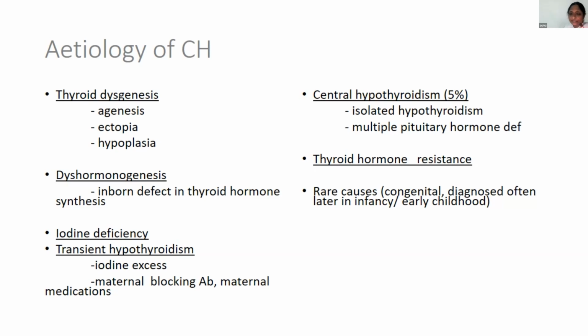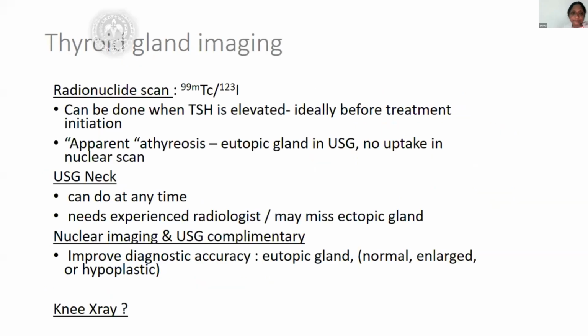And maternal blocking antibodies. Of course, very few cases of central hypothyroidism, even in the newborn period, we can pick up. In our center, we screen using cord blood and very suppressed TSH. Actually, we have been following up and we picked up about 8 or 10 children with central hypothyroidism. And there are rarer causes which can also contribute. They may not present during the newborn period. They can present either in infancy or in early childhood.